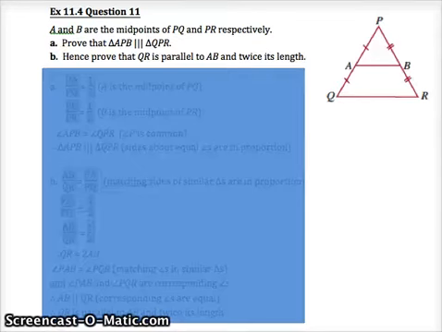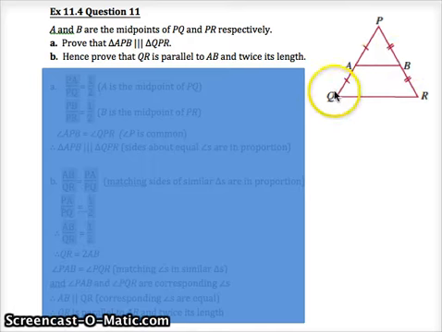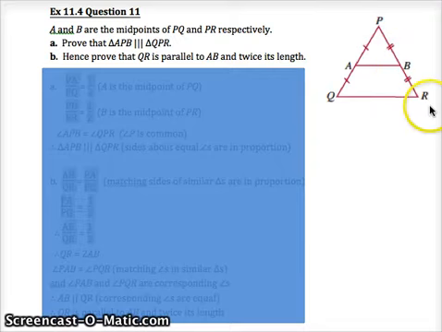Now this is exercise 11.4, question 11, and it's a similarity proof. In this question we are told that A and B are the midpoints of PQ and PR respectively. So we can see that because PA equals AQ, A is therefore the midpoint. We can see those equal markings, and we can see that PB equals BR, therefore B must be the midpoint of PR. And we can see equal markings there, but notice that they're different.